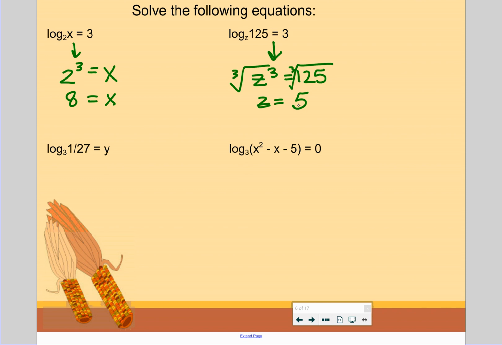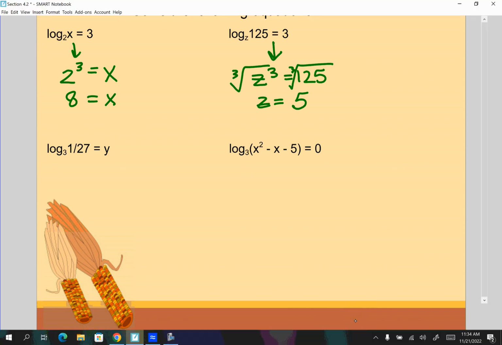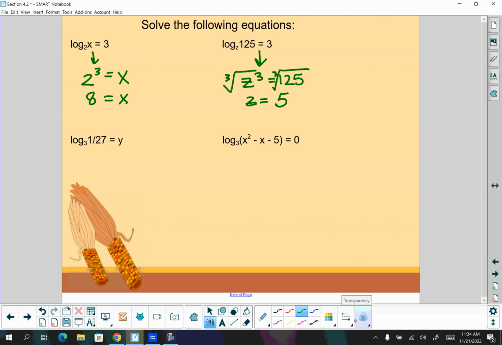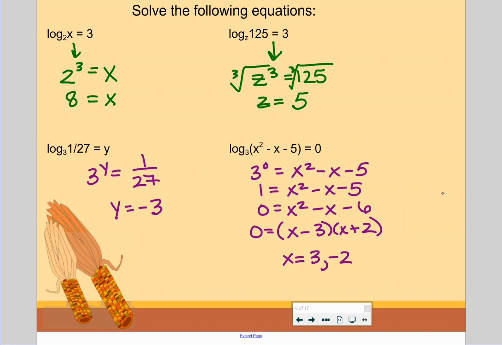Okay, see if you guys can do the 2 at the bottom now. First step, write with exponents. Second step, solve as needed. On the bottom left, y equals -3. Good. What about the one on the bottom right? There's another answer too. -2. Yeah, there's 2 answers to that one.